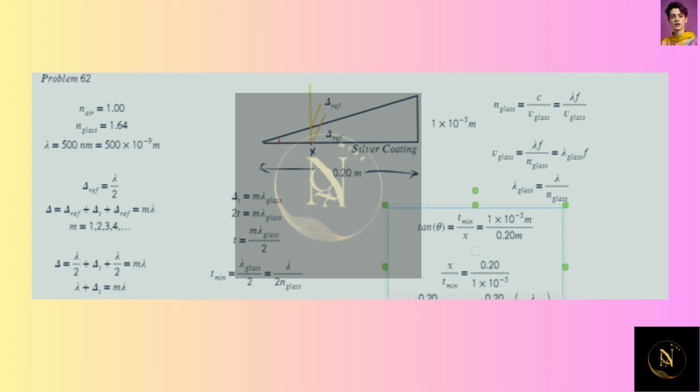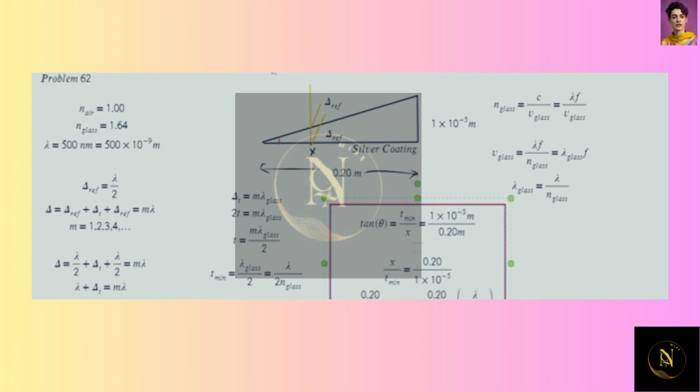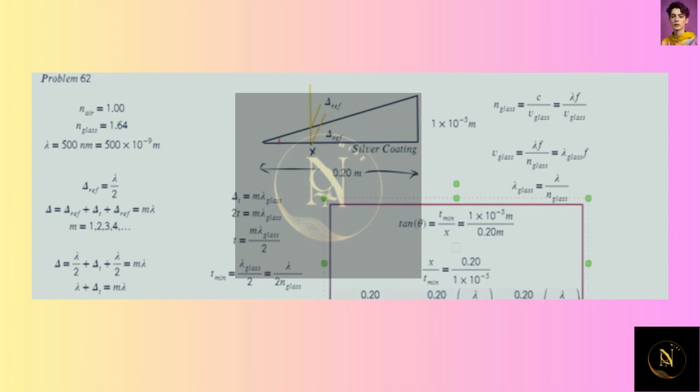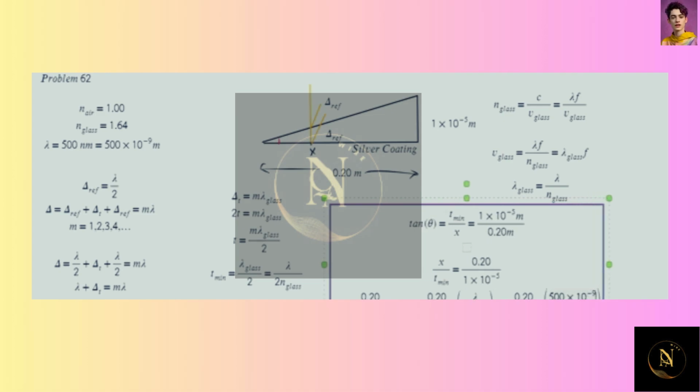And now let's plug in all the values. So this is going to be our final answer here. Once we plug in all the values, let's put a box around that. Let's go ahead and copy all this, and what we're going to do now is just replace the values. So here for lambda, we have 500 times 10 to the negative 9. And here for 2 times n glass, n glass is 1.64. So here in the numerator, this is in meters, so our overall unit is going to be in meters. So let's see what we get.